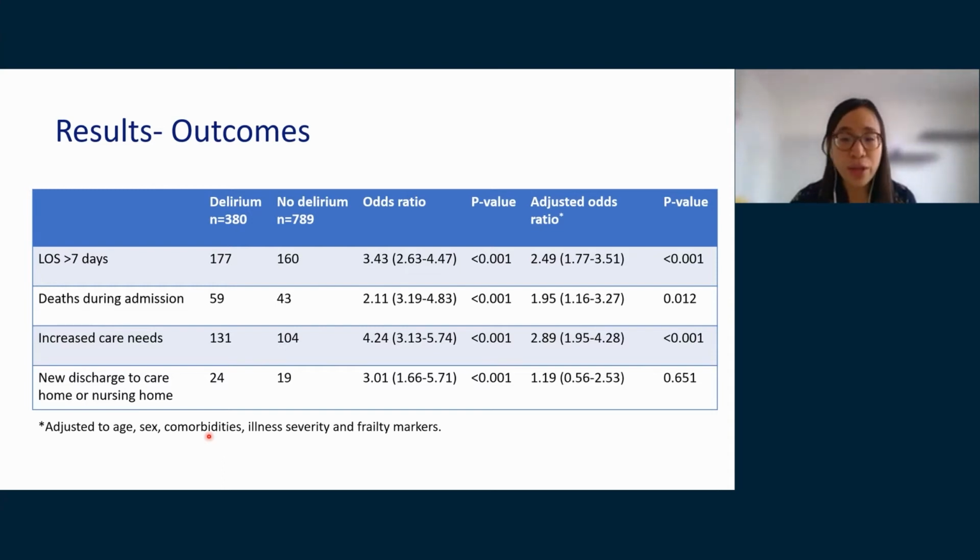We also assessed the rate of new discharge to care home or nursing home directly from hospital. This was not significant after adjustment for confounders, probably due to a small number of patients who were discharged directly to a care home or nursing home, as most of our patients probably had an increased package of care or were sent for rehabilitation before further assessment to see if they need to be admitted to long-term care.